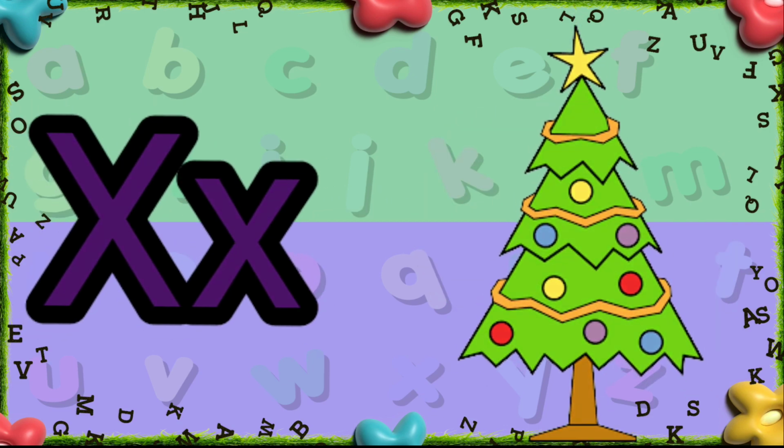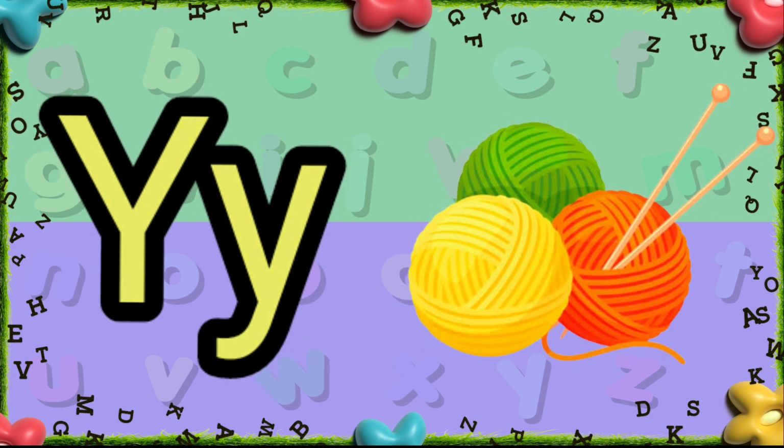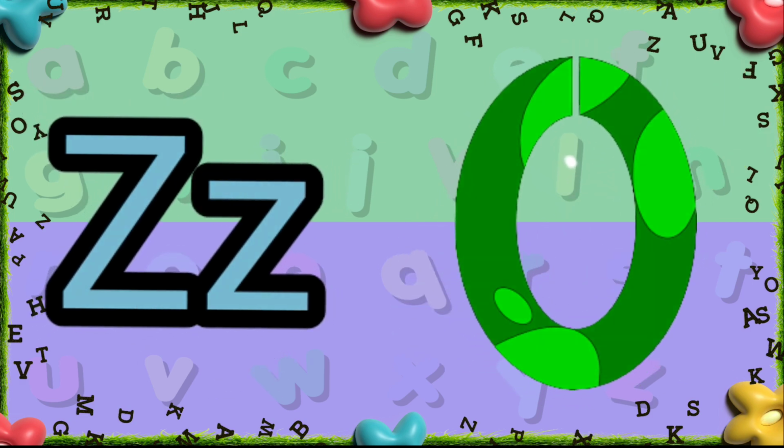X is for X-Max tree. Y is for yarn. Z is for zero.